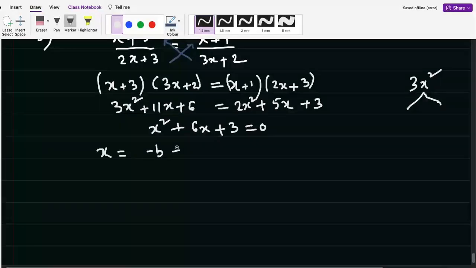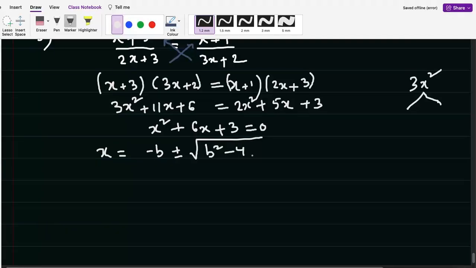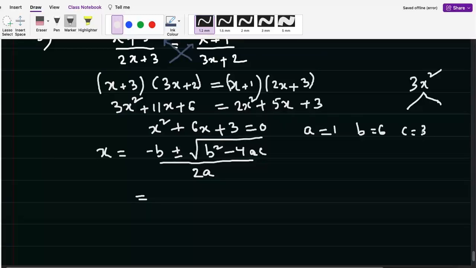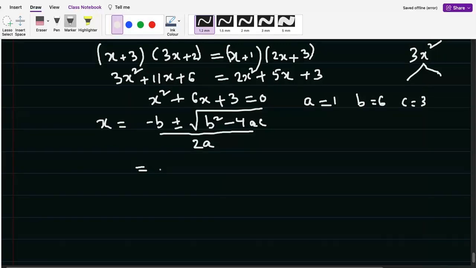Minus b plus or minus square root of b square minus 4ac whole divided by 2a. Here a is 1, b is 6 and c is 3. Pause the video, use these terms in the formula, substitute it and try to find a solution set. Okay, if you have got the answer, put the answer in the comment.